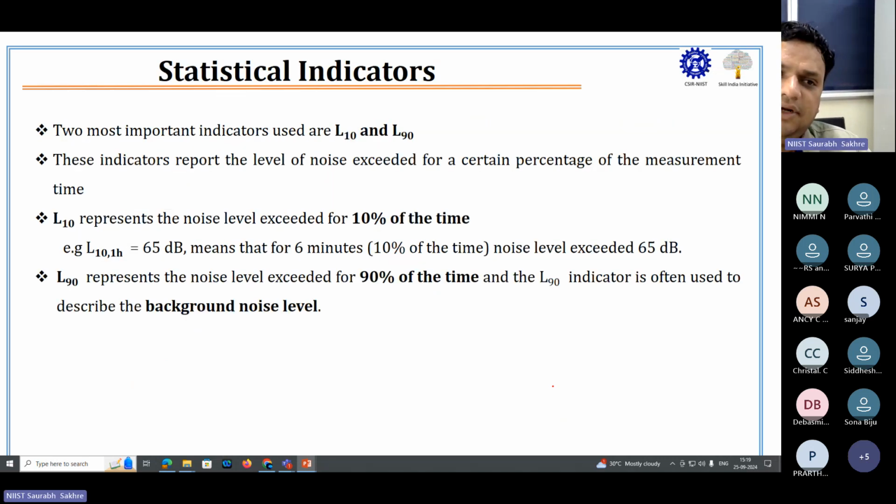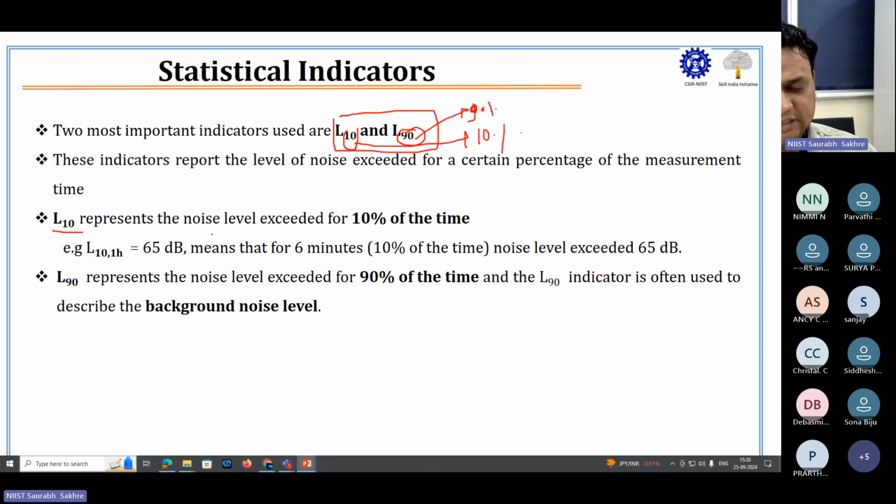Okay, apart from that, there are two more indicators which we require. The two most important indicators apart from LEQ are L10 and L90. Now, these are very important. You should understand this. When I say L10, 10 is representing a certain percentage. When I say L90, 90 is also representing a certain percentage. Okay, now what does it mean?